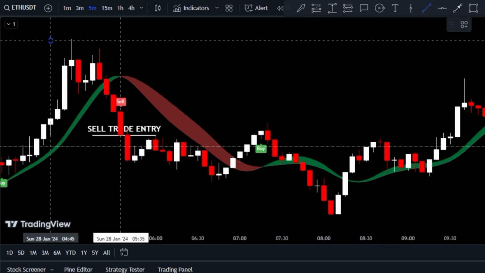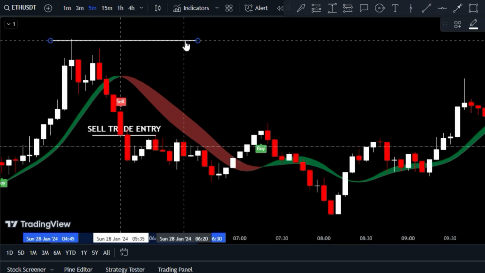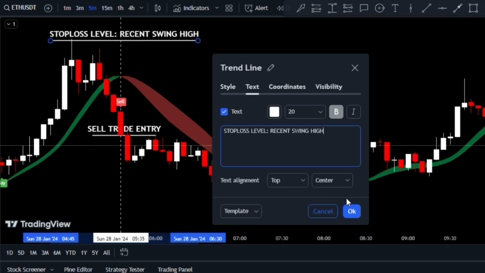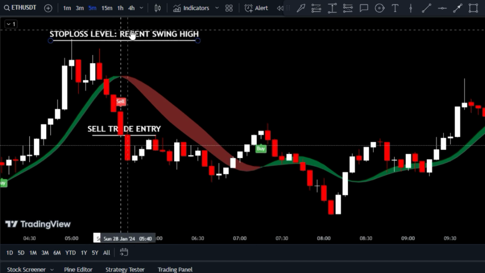Now, onto managing your trade risk. It's crucial to set a stop loss to limit potential losses if the market moves against your prediction. A good practice is to place the stop loss at the recent swing high. This is the highest price point reached before the market started moving downwards.